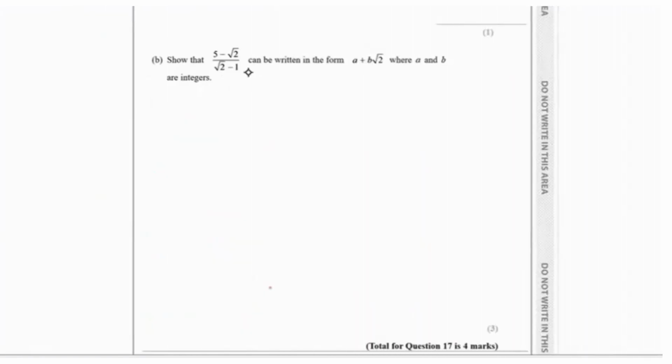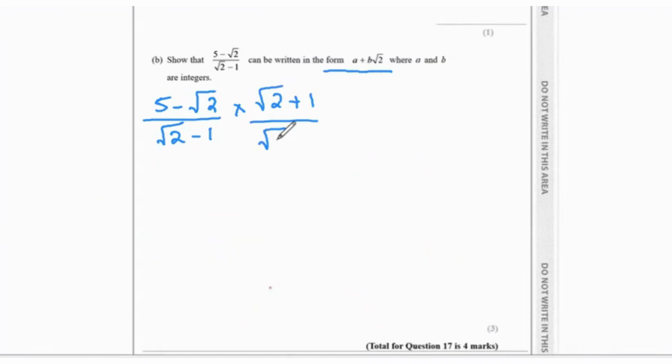In this one, it says show that 5 minus root 2 over root 2 minus 1 can be written in the form of a plus b root 2, where a and b are integers. So same thing as we did in the previous question, but now the format is slightly different. So we'll begin with multiplying and dividing the fraction by root 2 plus 1. So numerator gets multiplied with the numerator and denominator with the denominator.